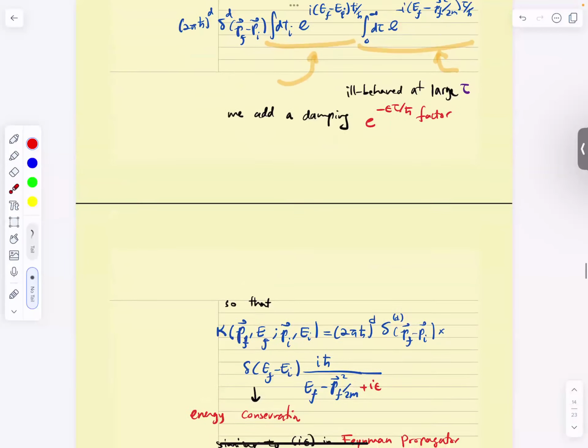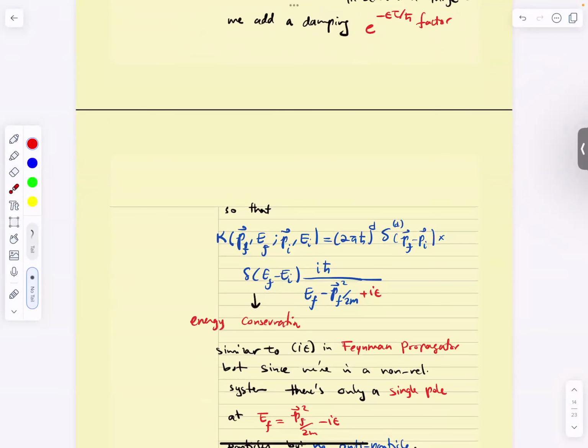Now, does this look familiar? This is similar to the i epsilon of the Feynman propagator we discovered. In the Feynman propagator, what was the i epsilon prescription? It was 1 over k squared, what was it? Well, actually, let me write it this way. k squared minus k0 squared, let's just write it, k0 squared plus i epsilon.